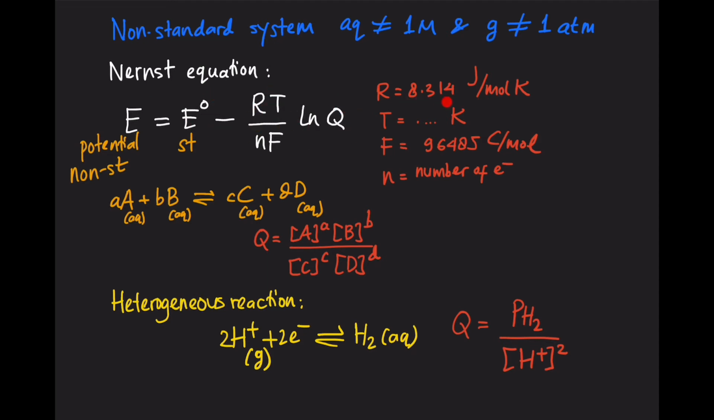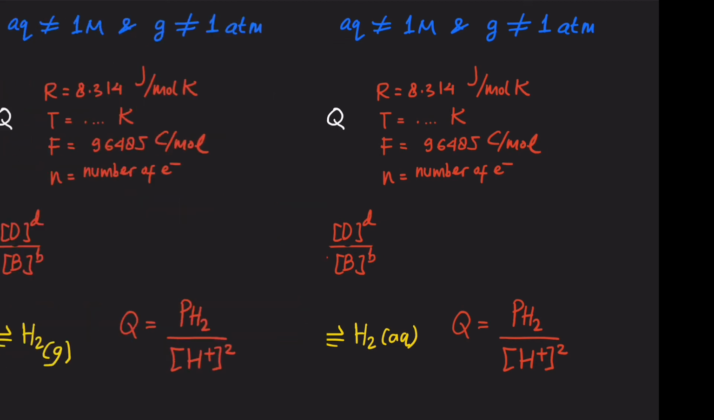R is the ideal gas constant. T is temperature in Kelvin. F is the Faraday constant, which is this number, and n is again the number of electrons involved in the redox reaction. And Q is basically like the constant for equilibrium. The Q is going to be equal to the products, each to the power of its coefficient, divided by the reactants, also each to the power of their coefficient. So something like that.